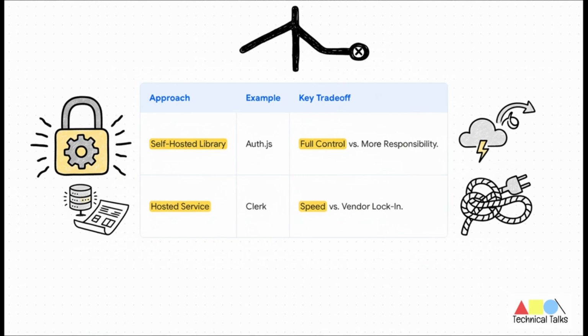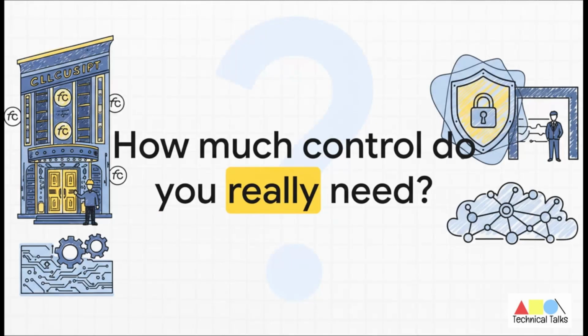The other path is to use a hosted service, something like Clerk. Now this is the fast lane. You get pre-built UIs, they manage all the complicated security stuff for you, but what's the trade-off? Well, you're building on their platform, and that means you have less control and you risk what's called vendor lock-in down the road. And that really brings us to the final question, which neatly summarizes the whole thing. How much control over your app's front door do you really need?